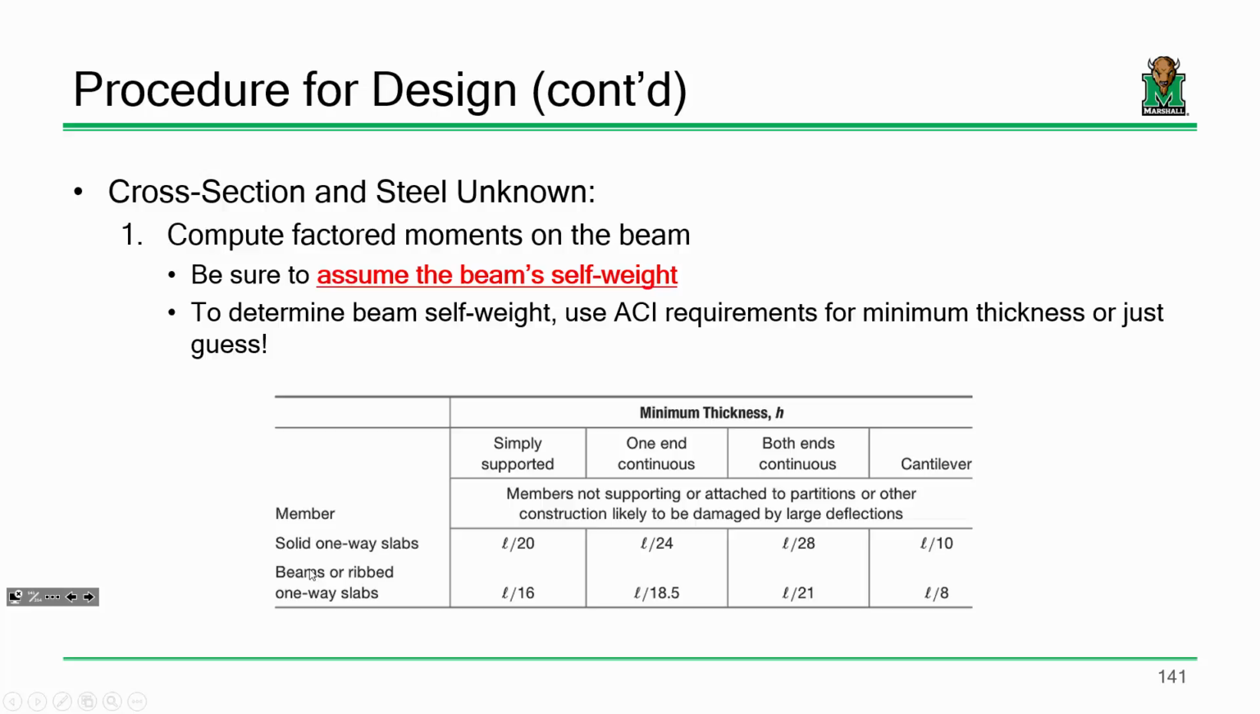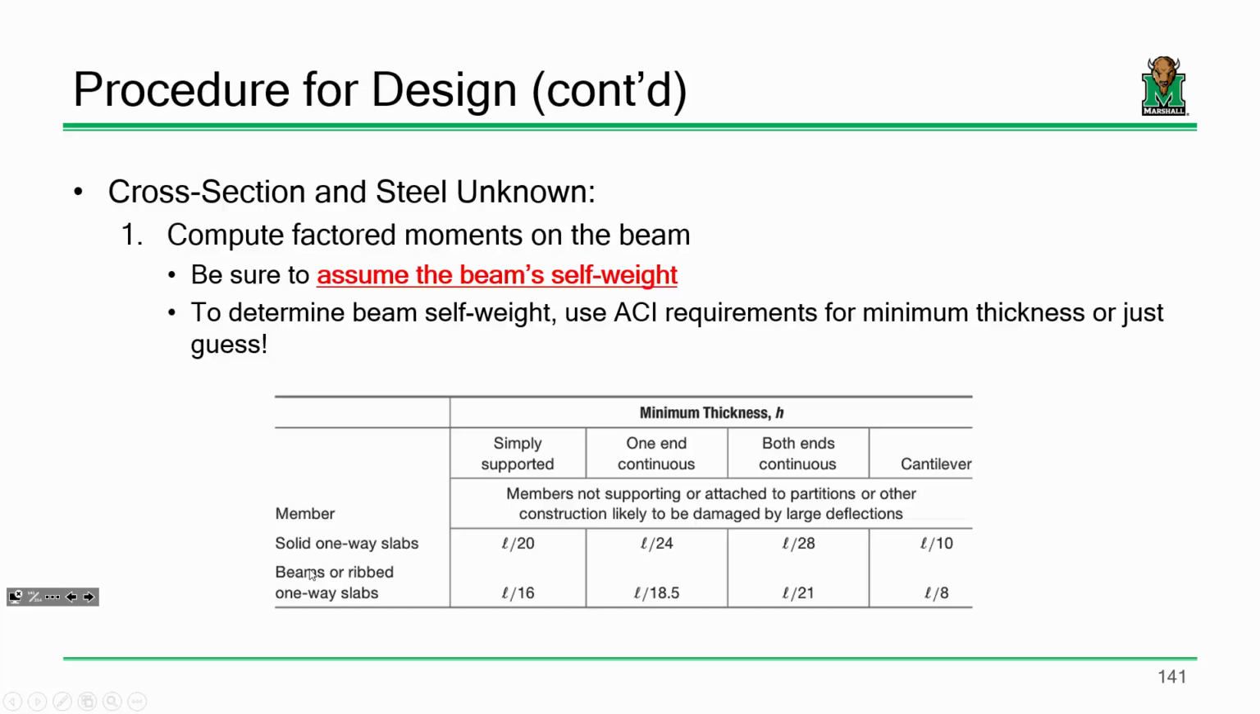So number one, I'm going to outline the procedure for designing a beam when you don't know what the beam looks like or how much steel is in it. You've got to start somewhere. The first thing we need to do is compute the factored moments on that beam, so we need to make an assumption as to what the beam looks like. We need to assume a self-weight of the beam.